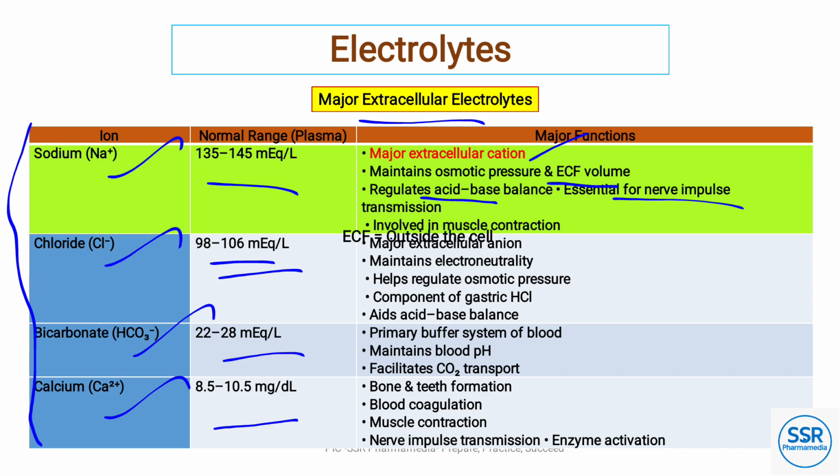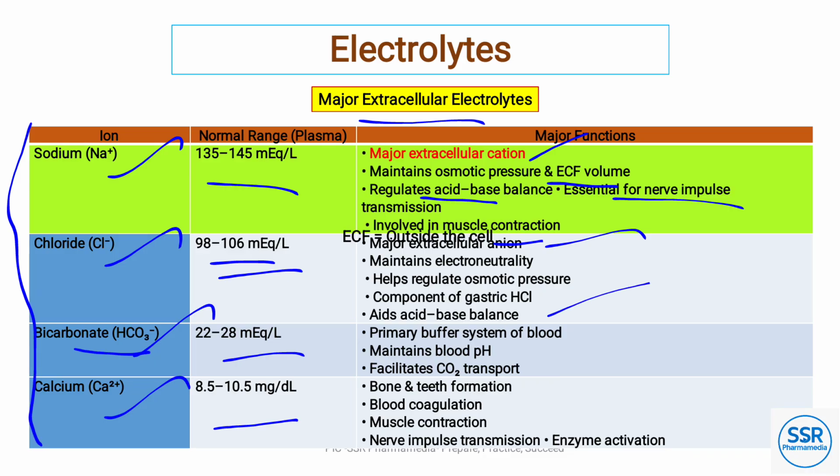And next, chloride ions. Chloride ions are major extracellular anions. The minus sign means it is an anion. It maintains electroneutrality and helps regulate osmotic pressure. It is a component of gastric HCl and is mainly involved in acid base balance.